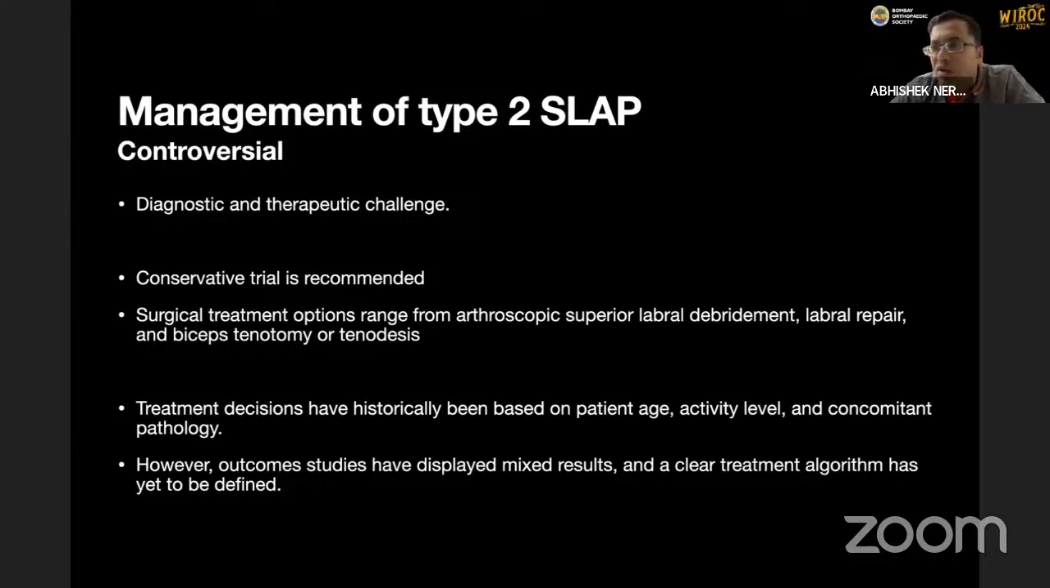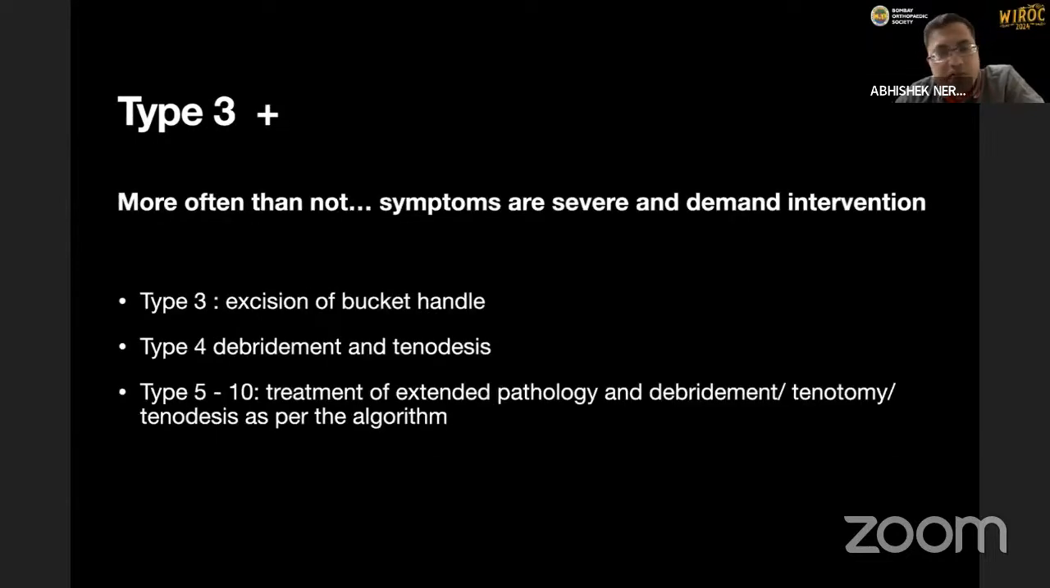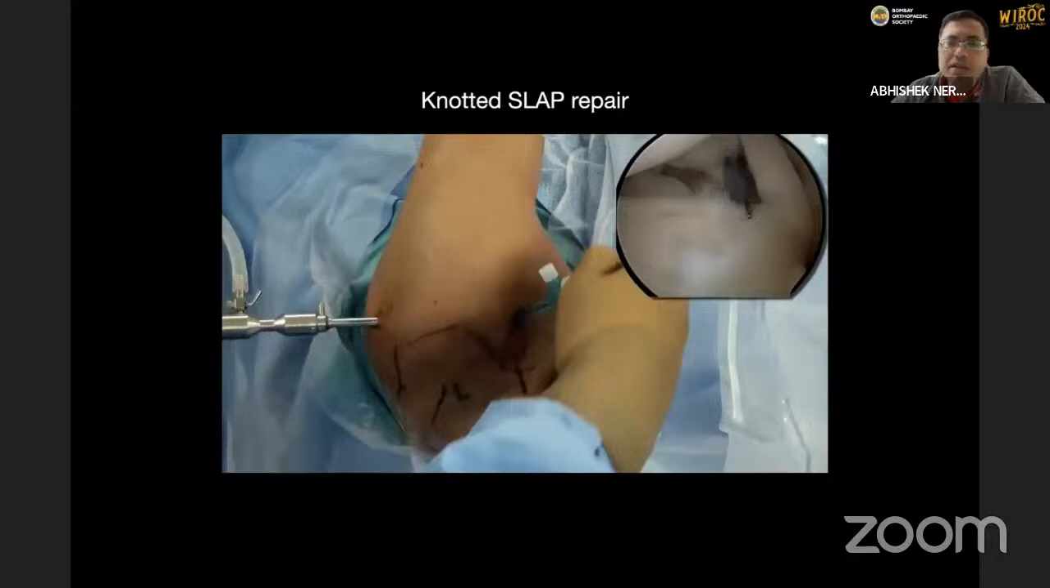And irrespective of all the possible treatment options, the results are mixed and the clear treatment algorithm has yet to be decided. So type 3 onwards, more often than not, they will have a lot of symptoms and most likely you will have to intervene at some point of time. So with that, let me come to the main thing that we are discussing now, the SLAP repair technique. I'll give you two types of videos. One is a knotted and one is a knotless.